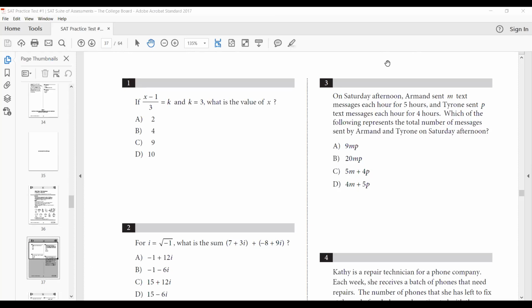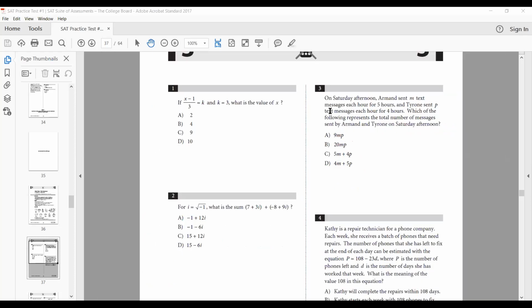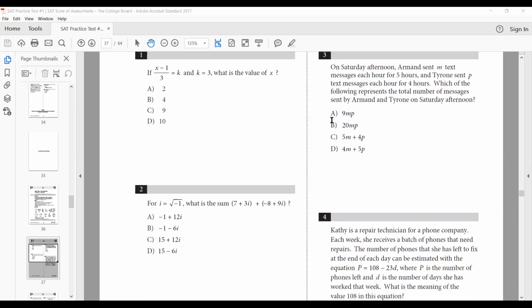Wait, right. Can you scroll down a little? Sure, definitely. I'll make it a little bit smaller. Okay, let's see question one first. Let's begin from here.